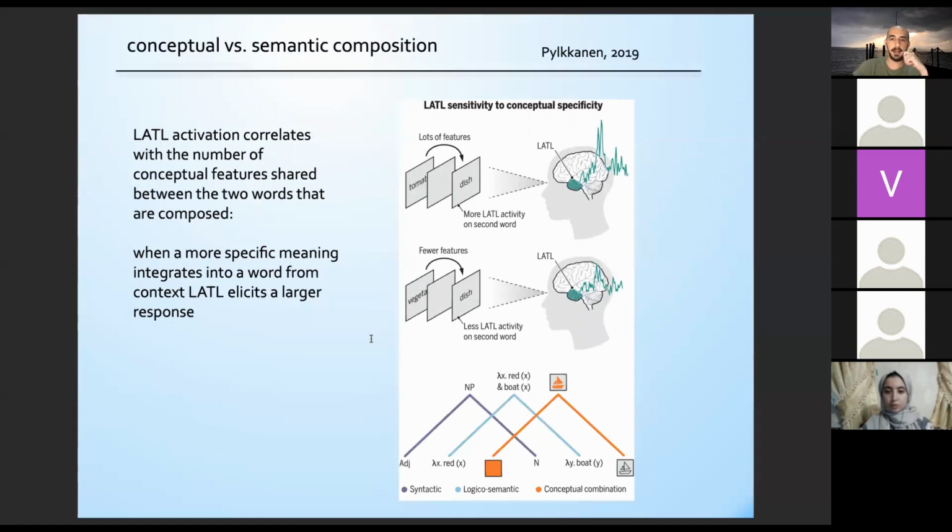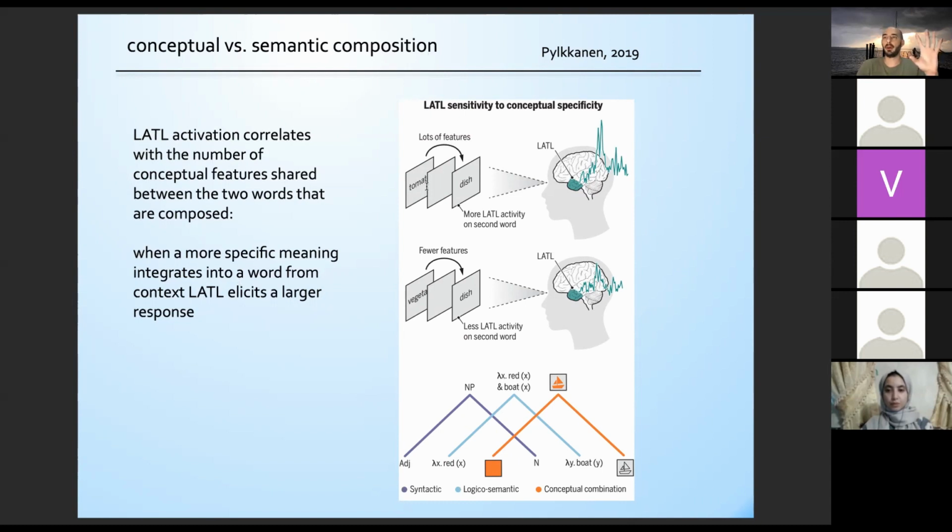All right. Finally, and this is something about the first experiment that we showed, the tomato dish versus vegetable dish, right? Tomato dish elicits stronger activation in LATL. Why? Because they claim that the activation in LATL correlates with the number of conceptual features that are shared between the first and the second word. So when a more specific meaning like tomato integrates into a word from a context, right?